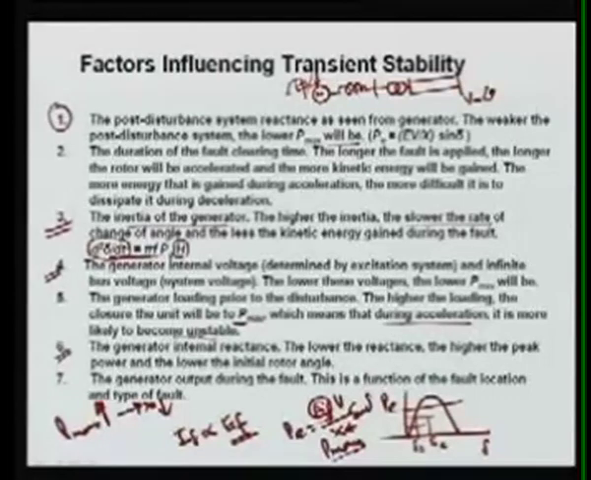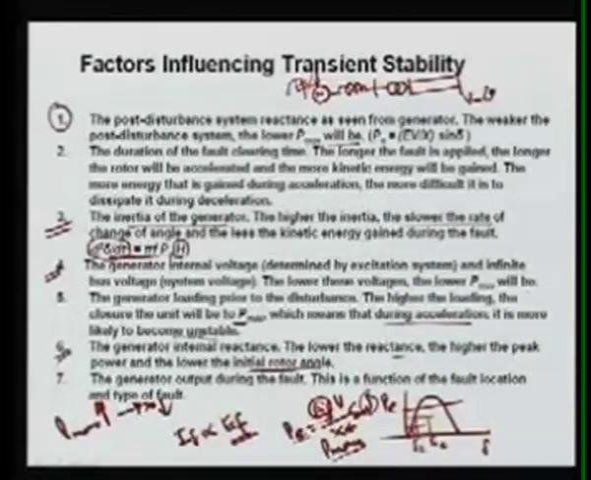So the generator internal reactance is also very valuable, means lower reactance, higher peak power, and lower rotor angle. Means for this P constant here and this X less, your delta will be reduced, and again you are operating very far from the limit, so you will have more margin for the fault clearing.